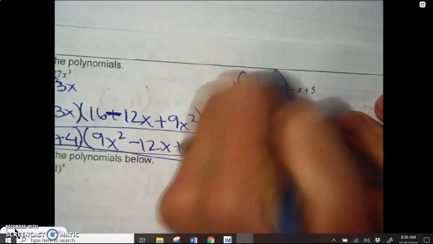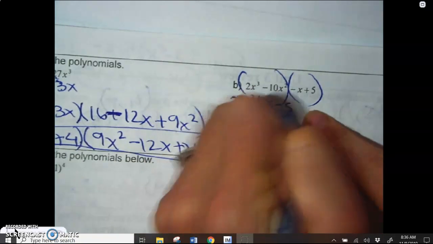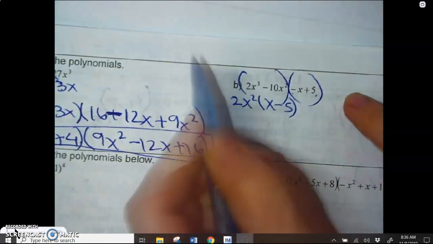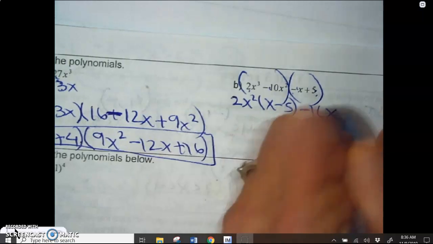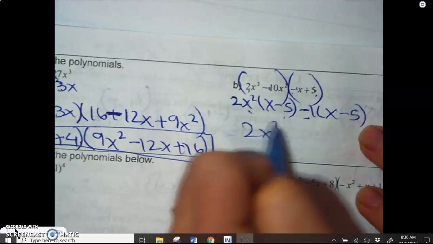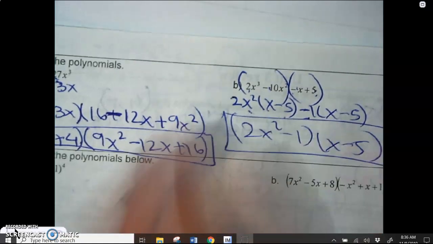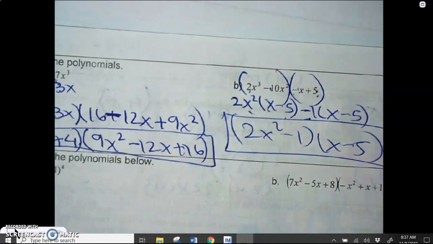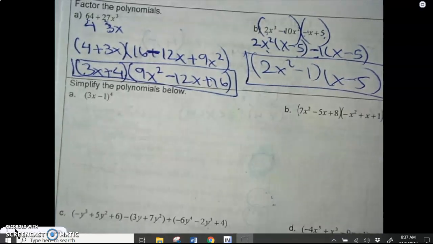All right, grouping, there's 4 of them. So 2x squared, x minus 5. They don't have anything the same, but this is plus minus, and this is minus plus. So minus 1. That way they can both be plus minus. 2x squared minus 1, x minus 5. You are just factoring it. You are not solving it. Okay? Let's go to the next one.